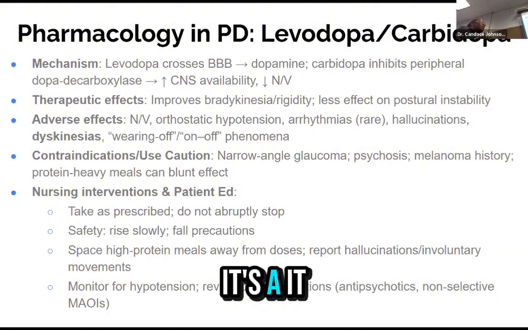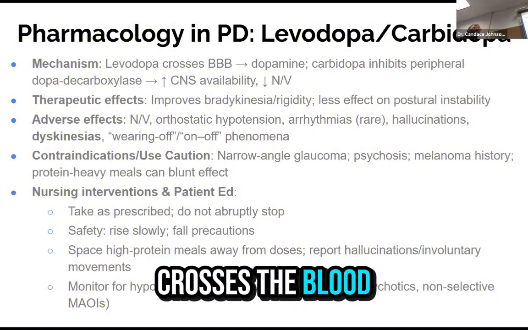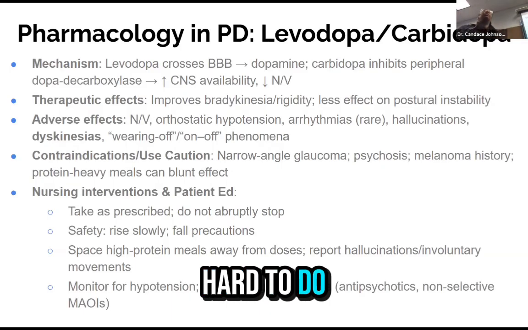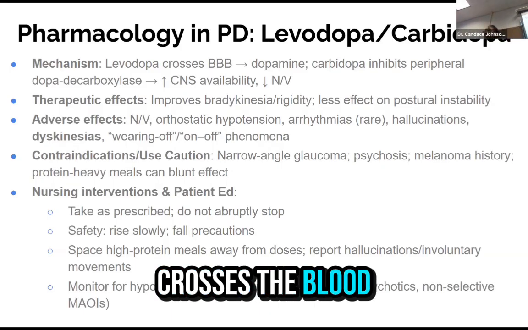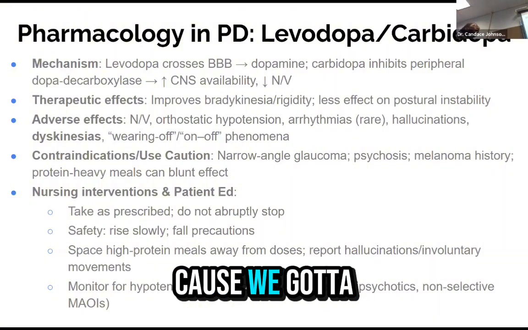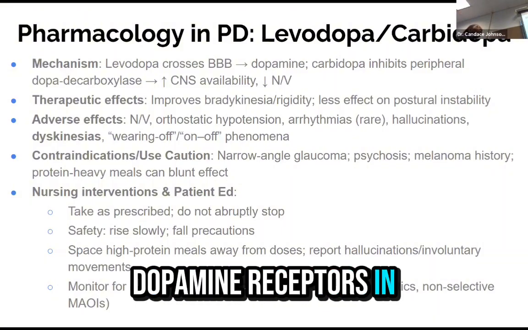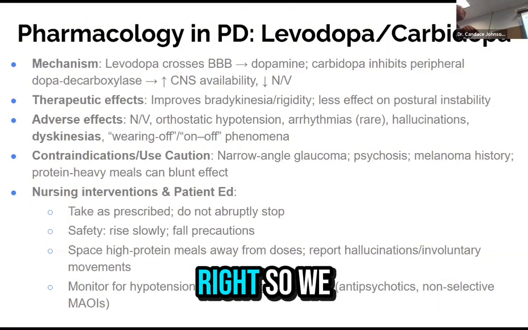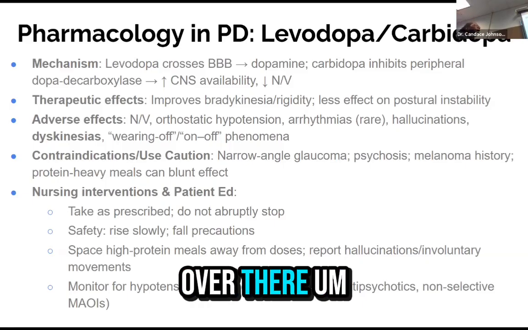All right, it works in two different ways. Levodopa crosses the blood-brain barrier. This is really hard to do, to have a drug that crosses the blood-brain barrier, because we have to get to the dopamine receptors in the substantia nigra, right? So we need a drug that will go over there.